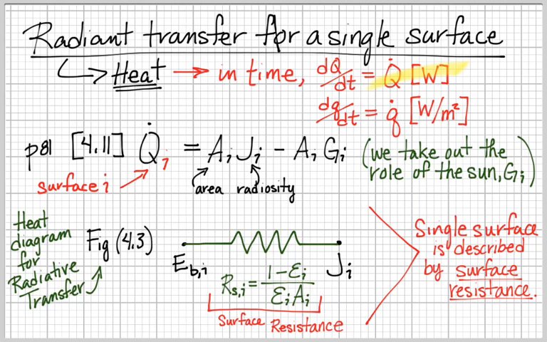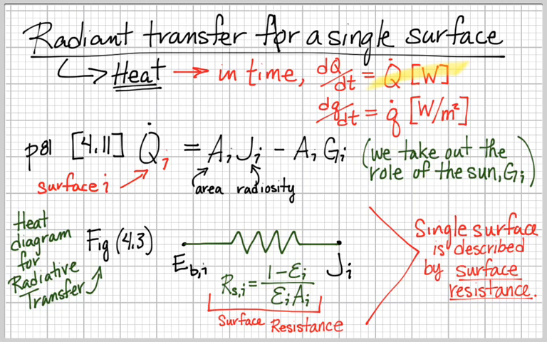We have the area of the surface, A, times the radiosity J, and what we're going to do is take out the role of the sun from that, and the sun again is the input energy G, the irradiance input upon surface I. Now, if we take out those values, what we have is the heat transfer, the radiant heat that is leaving surface I.